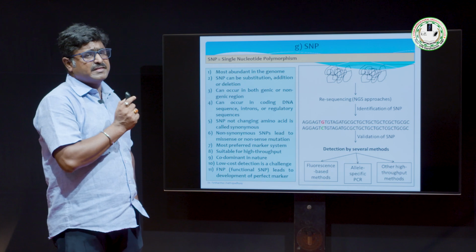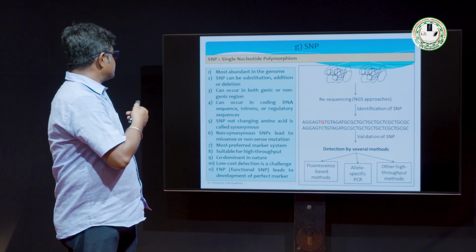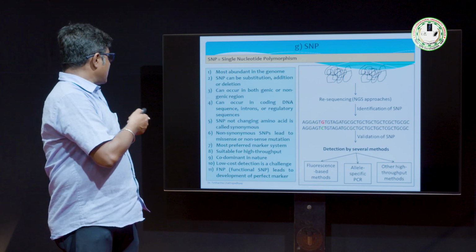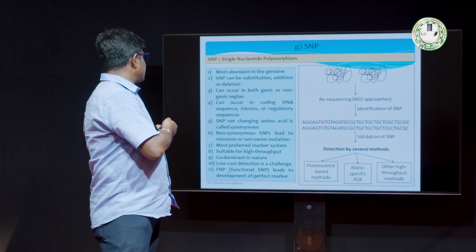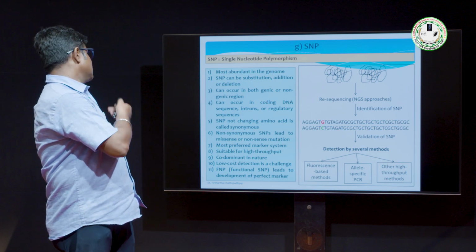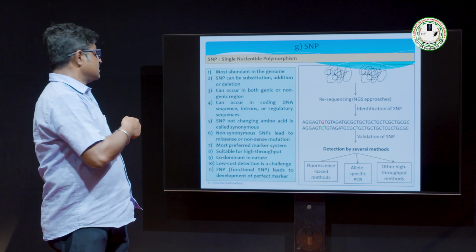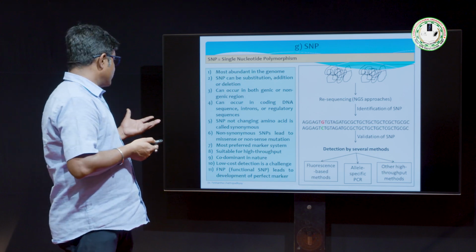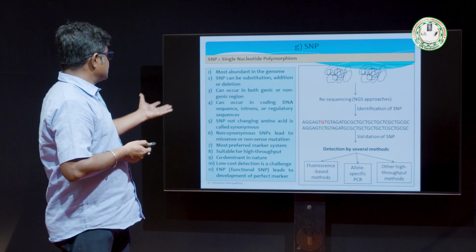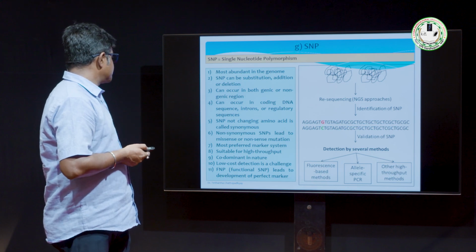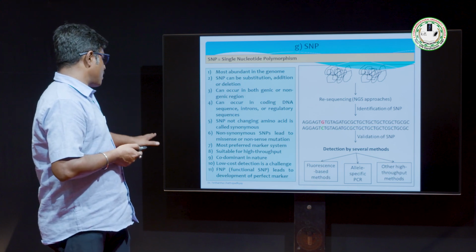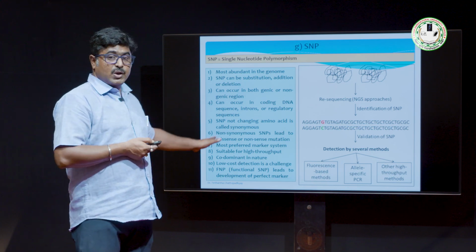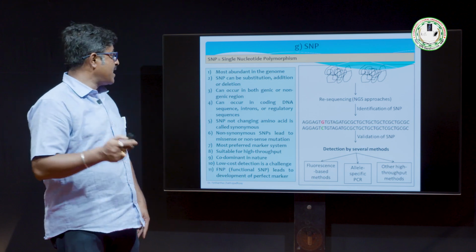It is the most abundant in the genome. An SNP can be a substitution, addition or deletion, and can occur in both genic and non-genic regions, including coding DNA sequence. An SNP not changing the amino acid is called a synonymous SNP, because due to this change the amino acid is not going to be changed. Non-synonymous SNPs lead to missense or nonsense mutation. It's the most preferred marker and it's codominant in nature, but low-cost detection of SNPs is very challenging.